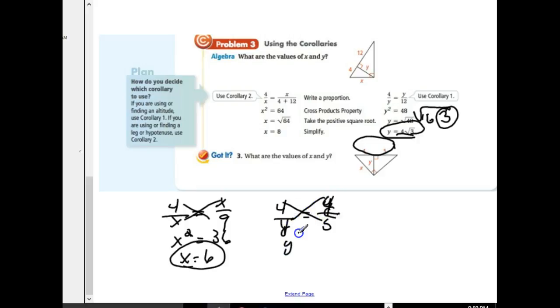So you've got y squared, and 4 times 5 equals 20. 20 is not a perfect square number, so we have to find the perfect square number that will go into that, which is 4 times 5. The square root of 4 turns into a 2, so that ends up being 2 radical 5. And that's your y value there. Okay, so that's how you find your x and your y value. Hope this helps.